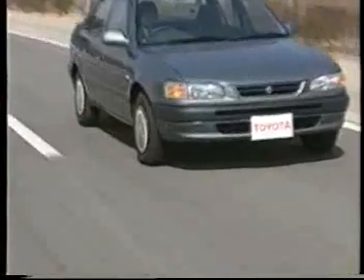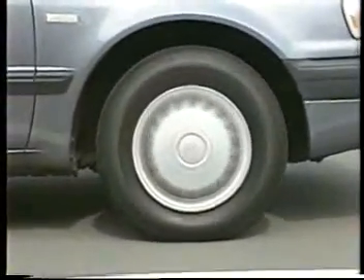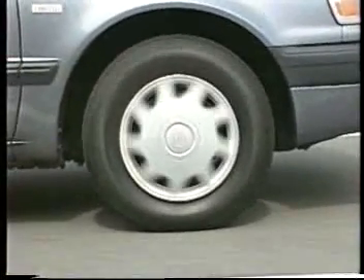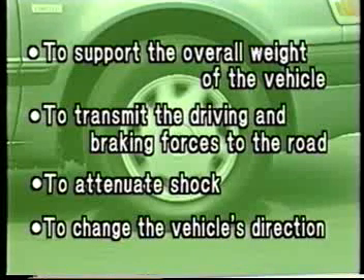Now let's take a look at tires, which play an important role in ensuring a safe, comfortable ride. Tires are the only components of the vehicle that come into direct contact with the road surface. Tires have 4 functions: to support the whole weight of the vehicle, to transmit the vehicle's driving and braking forces to the road, thus controlling starting, acceleration, deceleration, stopping, and turning, to reduce shocks caused by irregularities in the road surface, and to change the vehicle's direction.